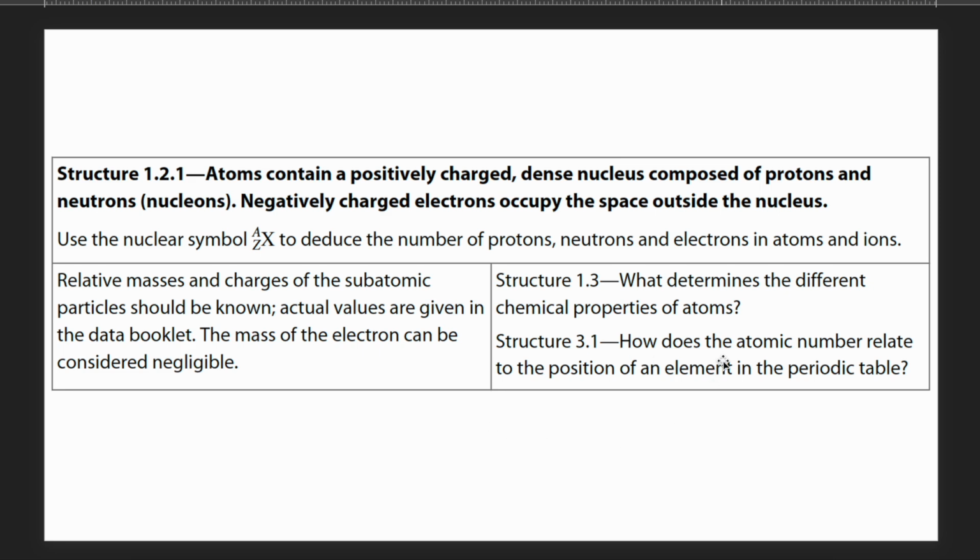The second question, how does the atomic number relate to the position of an element in the periodic table? Elements in the periodic table are arranged in increasing order of atomic number from left to right, from top to bottom. And also the periodic table is structured into periods and groups based on the atomic number. And for element identity, the atomic number is unique to each element, where no two elements can have the same atomic number.